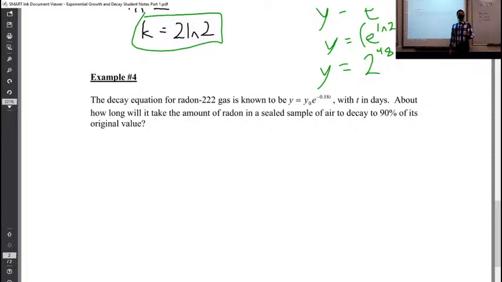Oh, notice the question it's asking is how long. How long will it take? So that means we are solving for t. We're trying to solve for t. So that has to mean that we must know y and y naught. We already know k, which will leave us to be able to solve for t.